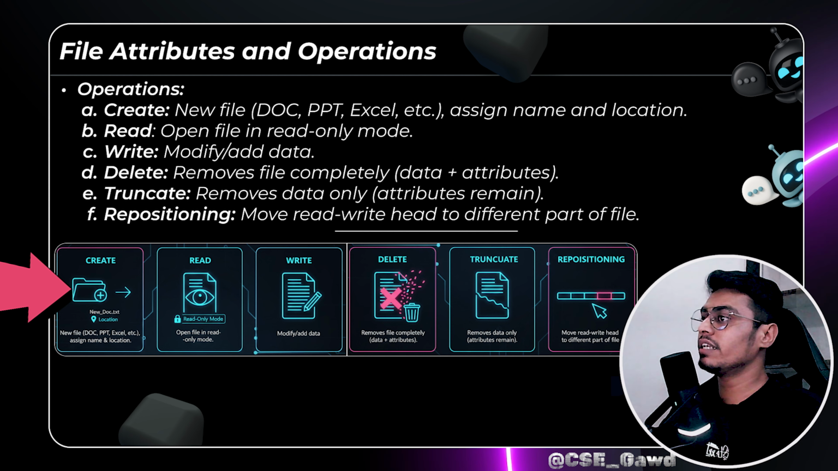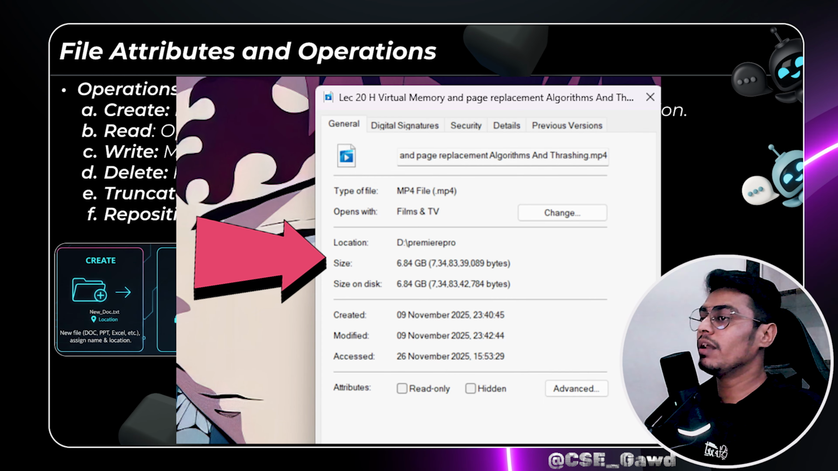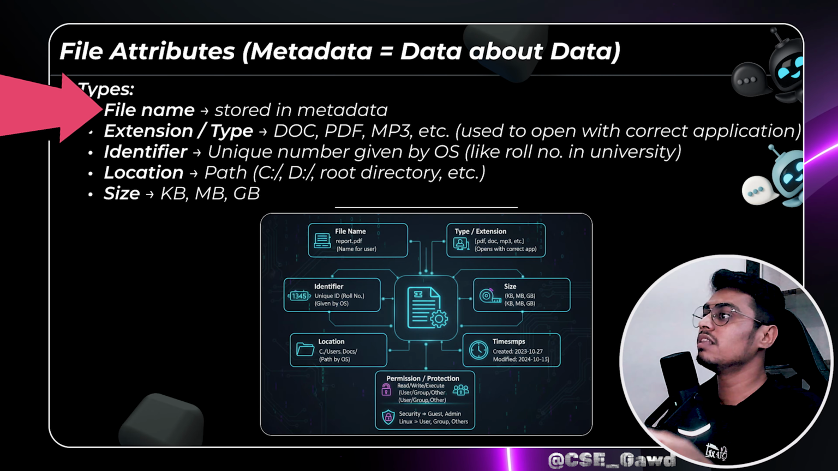As you create the file, some attributes are generated. What are the attributes? Attributes are metadata. Metadata means data about data. Now what are the file attributes? When you create a file, you right click on it in Windows and go to Properties. What opens are the attributes. This is called metadata, which means data related to data. Now the first is the file name. You give it a file name, and that name gets saved somewhere. This is the metadata.